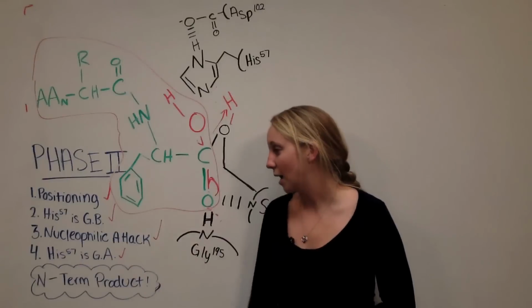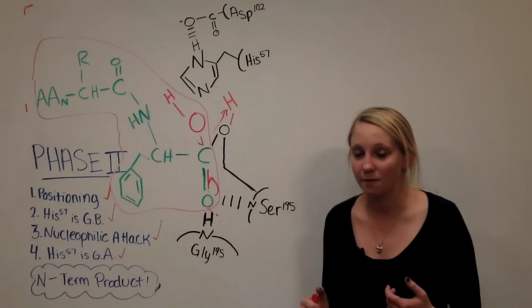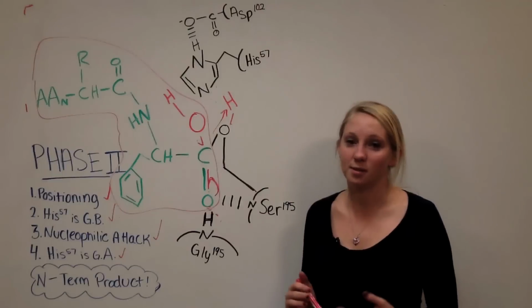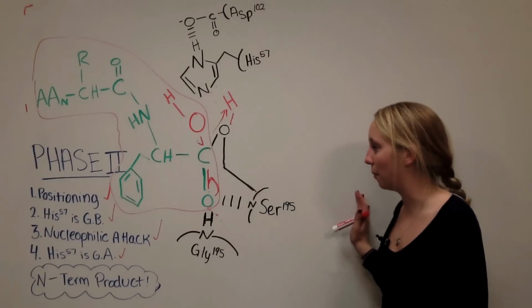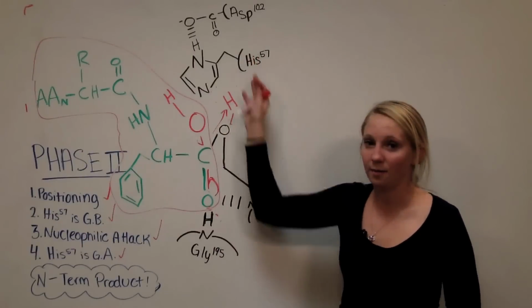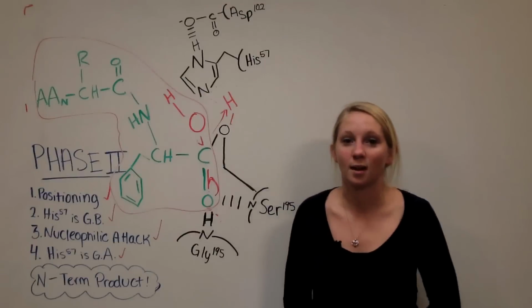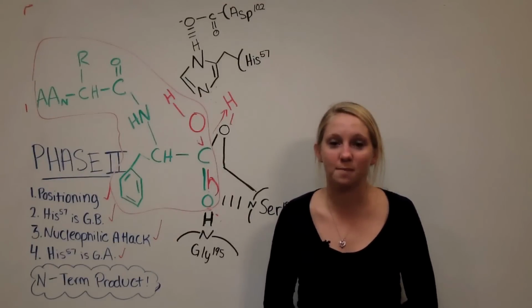And finally, you had histidine acting as a general acid to protonate the leaving group. In the first case, the leaving group was the amine of the C-terminal product. In this case, it was the serine to regenerate the enzyme and to create our N-terminal product. Okay, that's the end of the chymotrypsin mechanism.